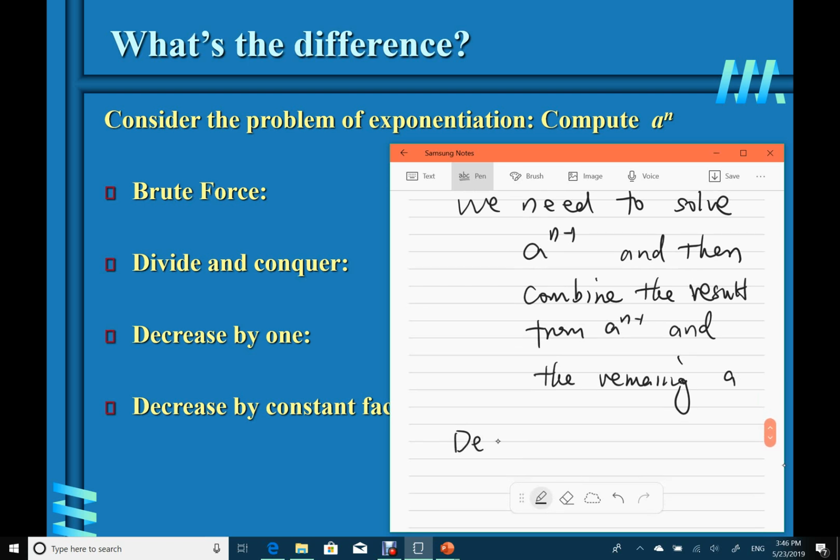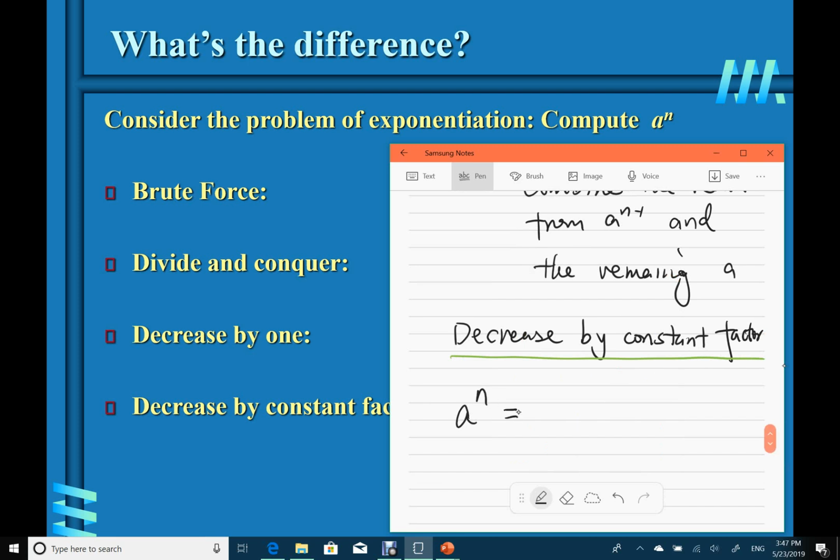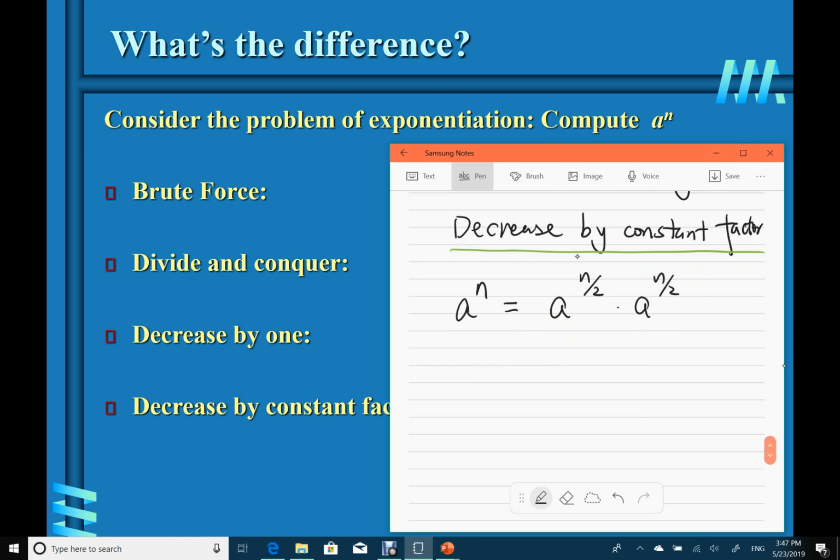And also let's take a look if it's decreased by a constant factor. For example, half, right? Then in that case, this is the fourth method. And we say to solve a to the power of n, we can reduce it to a to the power of n divided by 2 times a to the power of n divided by 2. You may say if this is not divisible, what do you do? Then in that case, one is floor, one is ceiling, right? So you can see here is the same approach, but working on different instances. Okay, so this is decreased by constant factor.